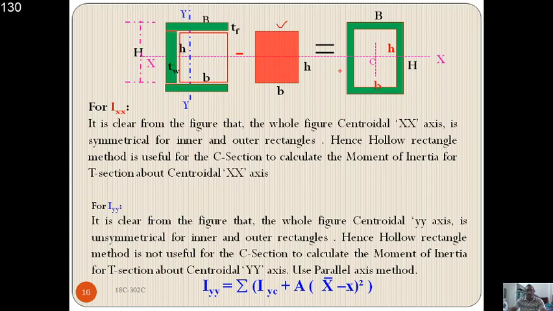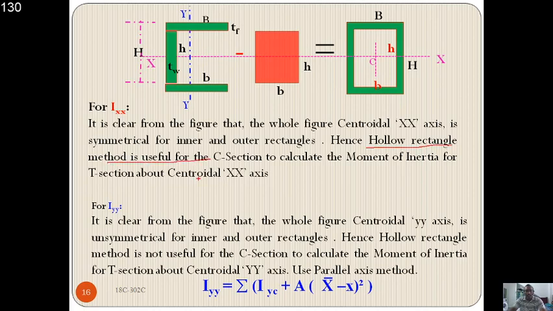So this distance is tw by 2. So this thickness is tw by 2. So I made the same thing as a hollow rectangle, and I see that the x-axis is symmetric about the hollow portion to be omitted and about the whole section also, that means a solid rectangle. Hence, the hollow rectangle method will hold good.